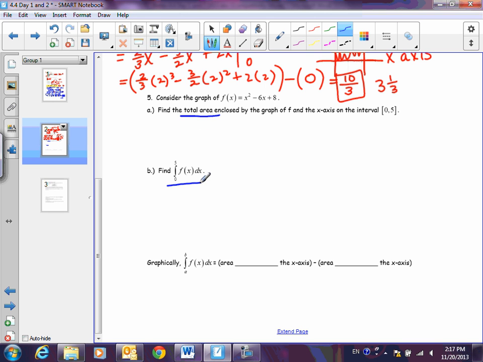Now, I think we're going to run out of time here. So let's just do B, and we're going to table A, about how we would use our answer here to find that. And I'm not even going to comment on whether they are the same or not, but they don't necessarily have to be the same. So if we were doing this integral 0 to 5 of x squared minus 6x plus 8 dx, do you feel comfortable in finding this integral? Okay, I want you to do it completely on your own.